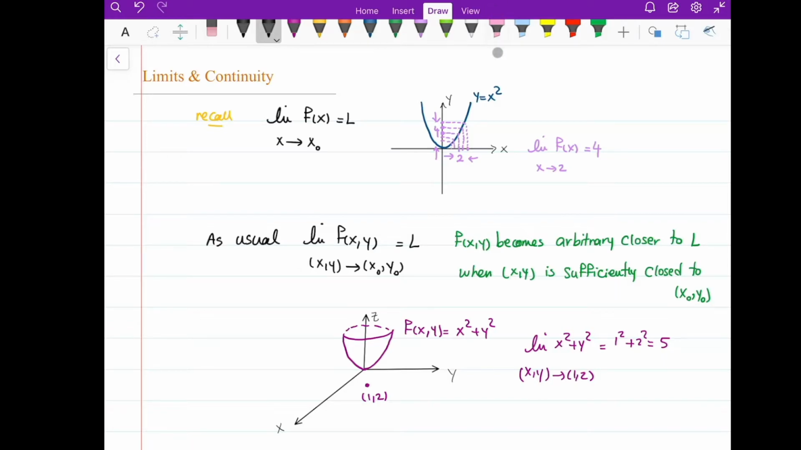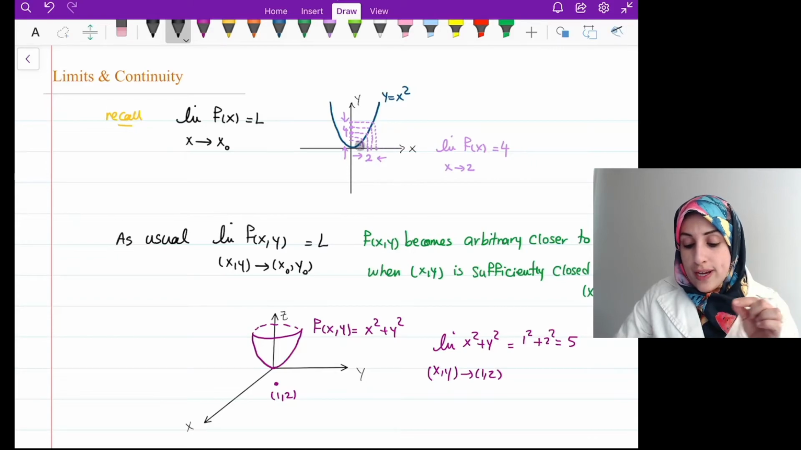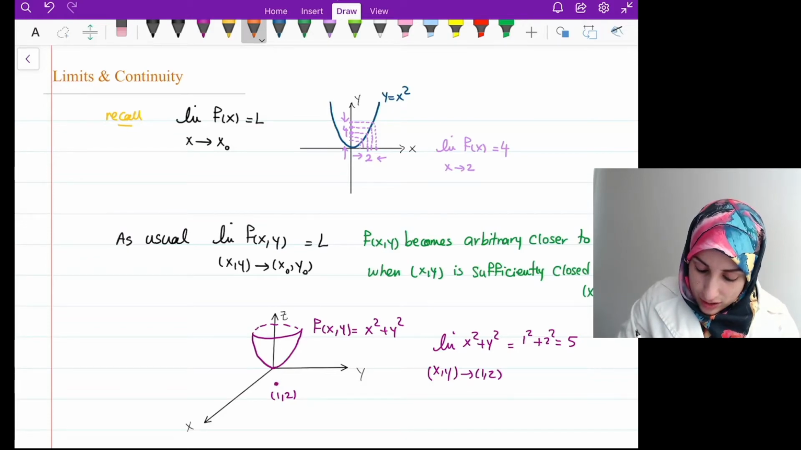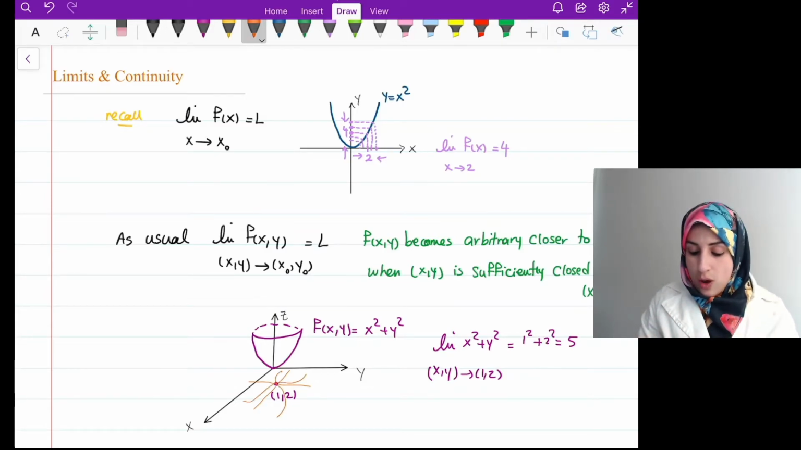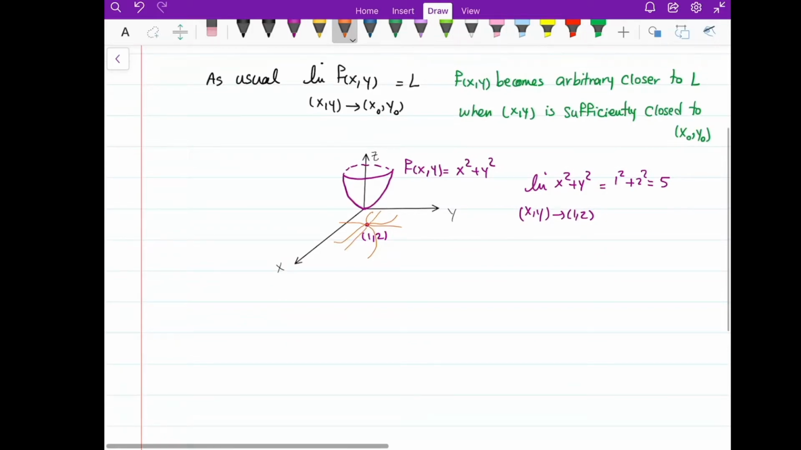But it's really important that in one variable calculus, when we go to the point 2, we just move on the x-axis, but here in R3 we can get closer to the point 1, 2 in various ways: along this line, along that line, along this curve, along that curve. So there are tons of ways to get closer to the point 1, 2. That's why we write this.